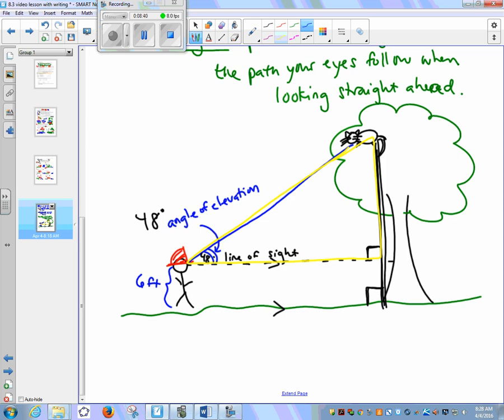So are we ready to figure out how high up off the ground the kitty is? We need one more piece of information, right? So in this situation, what could he actually measure? Yeah, he could measure how far he is from the tree. So this is the distance that typically we're going to be given.